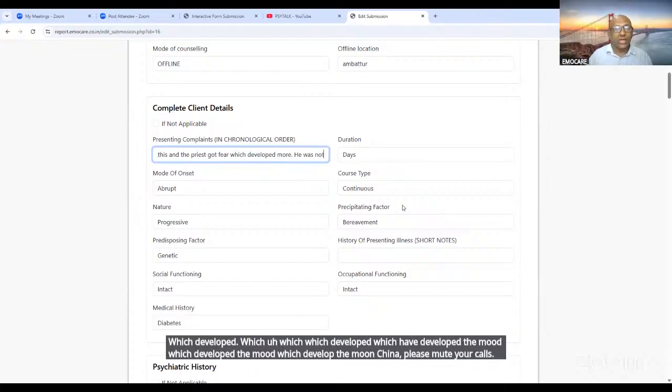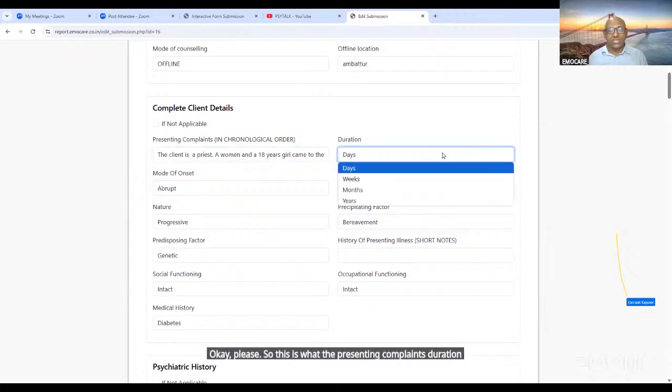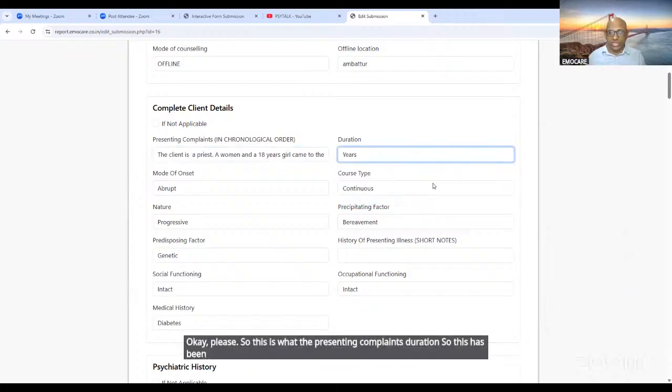He was not able to sleep. He started getting headache. He was not able to carry on with the regular prayers. Okay, prayers. So this is what the presenting complaints. Duration. So this has been happening for 3 years. Okay. And mode of onset.